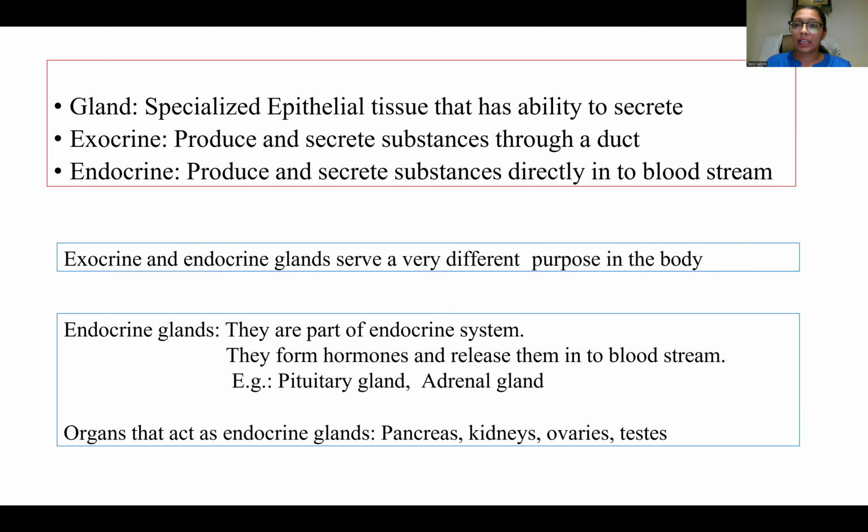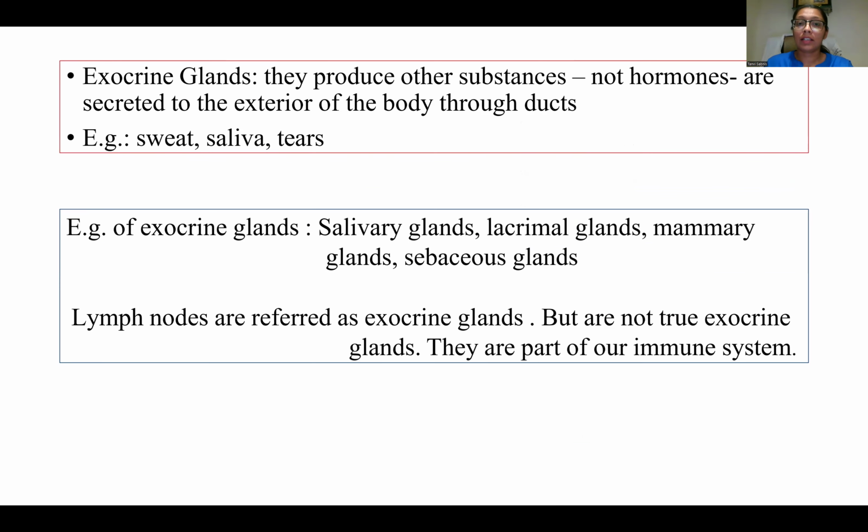Endocrine glands are a part of the endocrine system. They form hormones and release them into the bloodstream. Examples include the pituitary gland, adrenal gland, pancreas, kidneys, and others. Exocrine glands produce other substances but not hormones and secrete them to the exterior of the body through the ducts. The examples include salivary gland, lacrimal gland, mammary gland, sebaceous gland, and others.